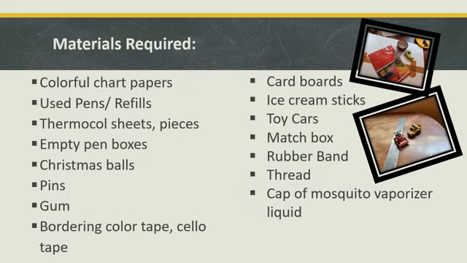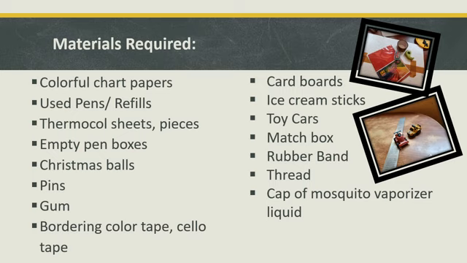To start with, let us know what materials we require to make this model. Most of the materials we will use are available in our house and will not cost us much. Start with colorful chart papers, pen, refills of pens, thermocol sheets or pieces, empty pen boxes, Christmas balls that we use for decoration, pins, gum or glues, bordering color tape, sellotape, cardboards, ice cream sticks, toy cars, matchbox, empty obviously, rubber band, thread, and cap of mosquito vaporizer liquid.